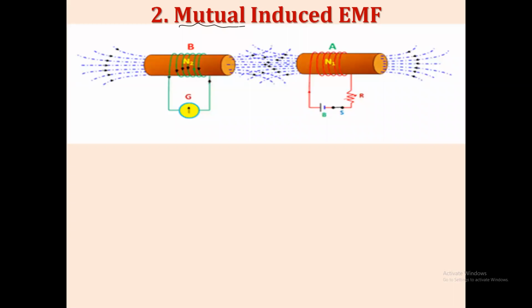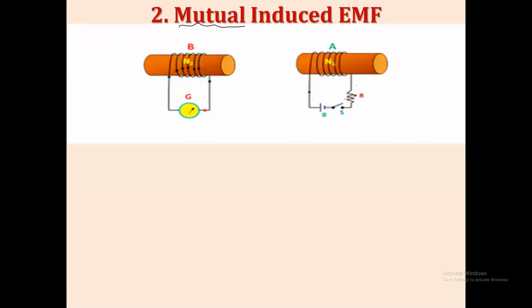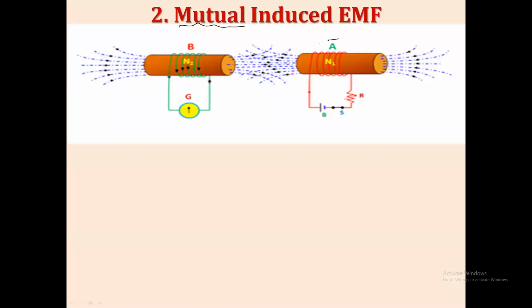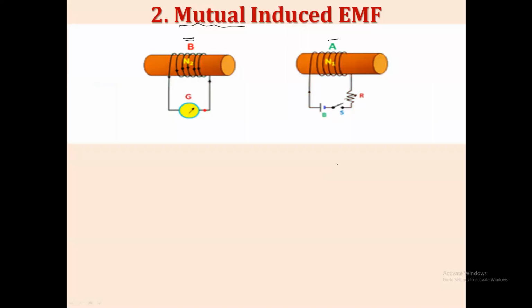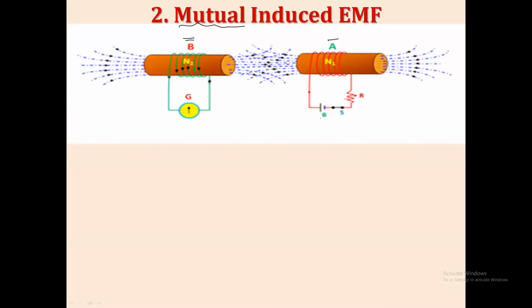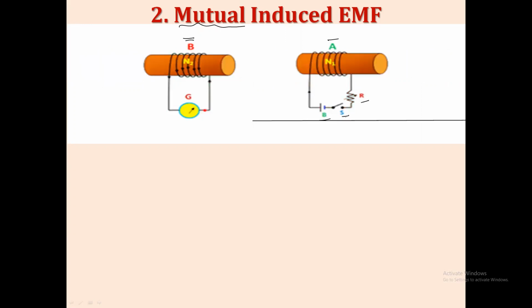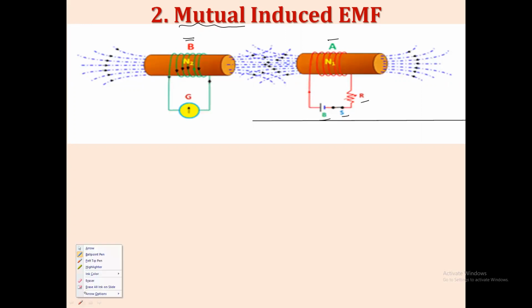And then the second part is the mutual induced EMF. Mutual means what? Now see the animation here. Just consider that two coils, coil A and coil B, are placed near to each other. But coil A is connected with a battery, switch, and resistor. And coil B is not connected to any battery here. It is simply connected with a galvanometer to measure that induced EMF.